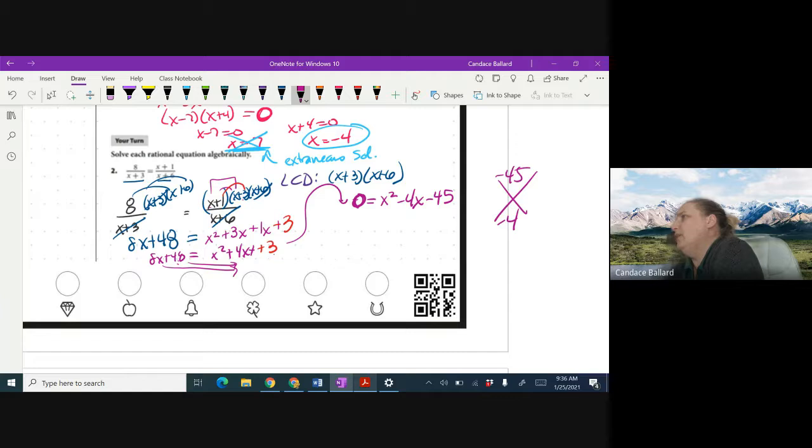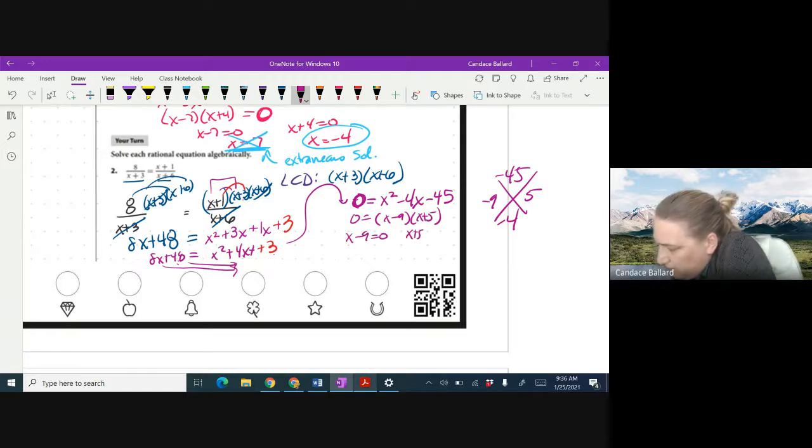What do you think should go in there? Two numbers that multiply to negative 45 and add to negative 4. Nice, negative 9 and 5. So we have x minus 9 times x plus 5, and we're going to get out our good old zero product property. All right, so we're going to get x equals 9 and x equals negative 5.